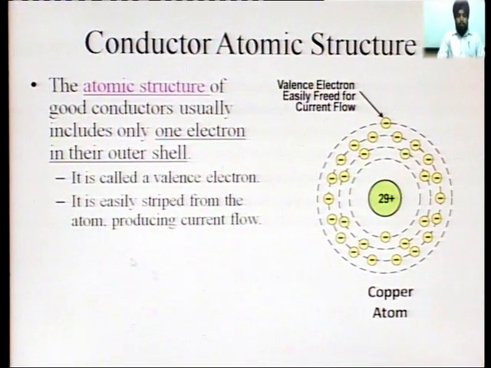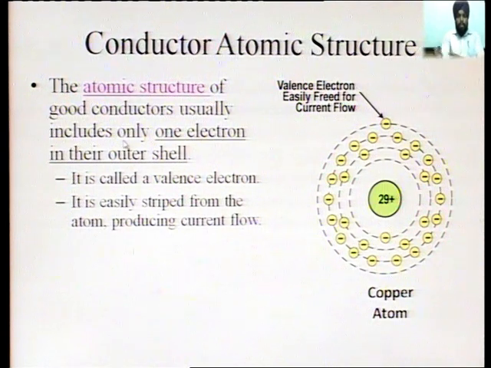So, back to the atomic structure of a conductor. Now, you can understand that this is the nucleus containing the protons and neutrons, and this is the first orbit, this is the second orbit, and the third and fourth orbits. The atomic structure of a good conductor usually includes only one electron in its outer shell. It is called the valence electron. It is easily stripped from the atom, producing current flow.